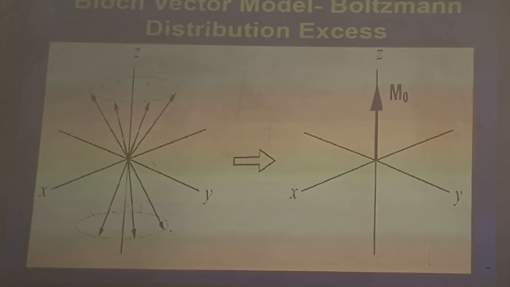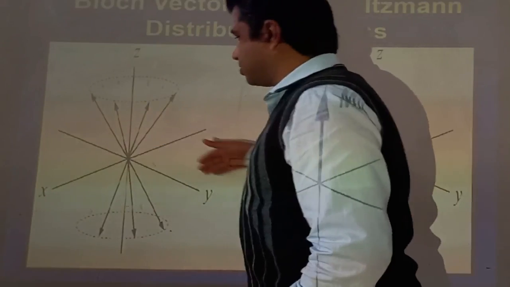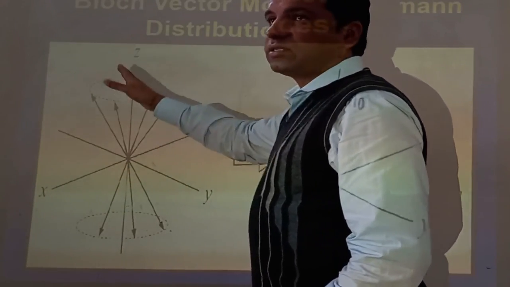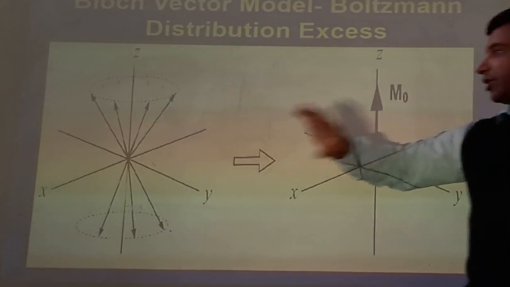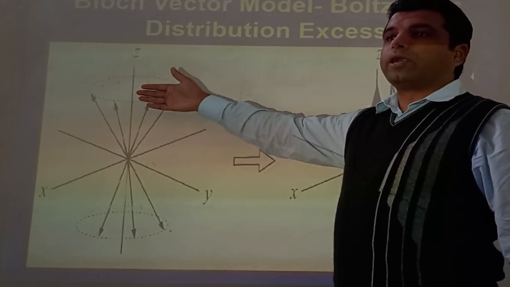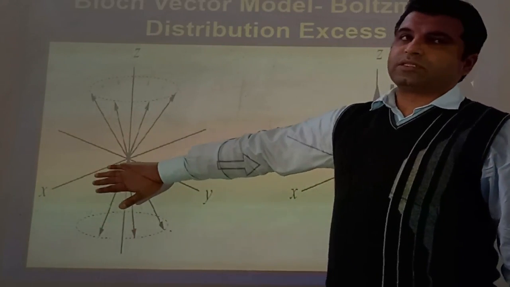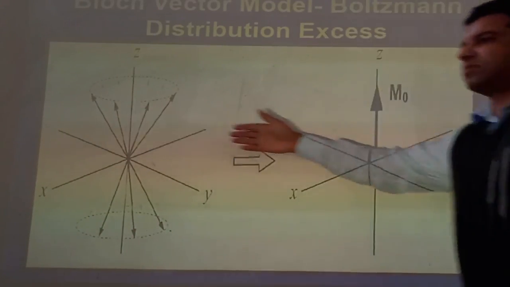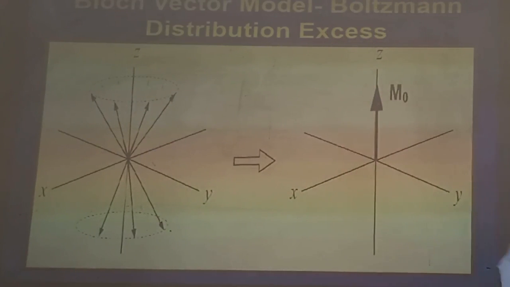And this is the Bloch vector model diagram that shows the Boltzmann axis. It's the same diagram as I showed you earlier. This is the x-axis, y-axis and z-axis, in which B0 is pointing. These are the nuclei in the plus half state. These are the nuclei in the minus half state. Here you will have a slight excess that you can represent as M0.